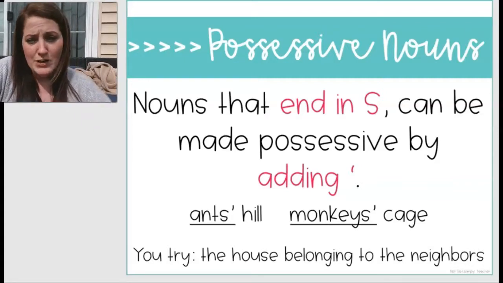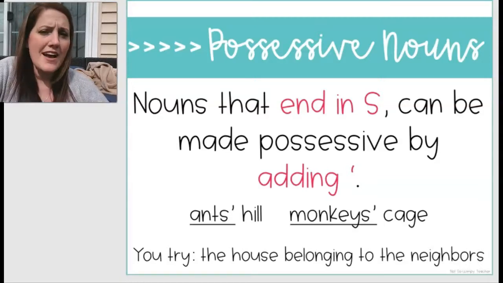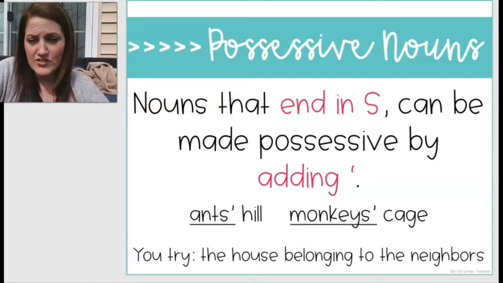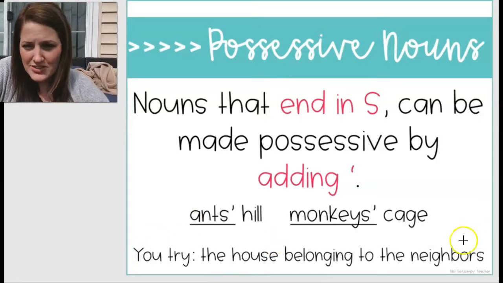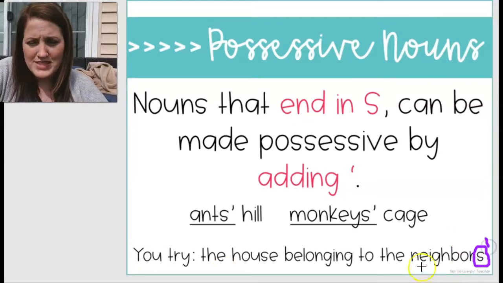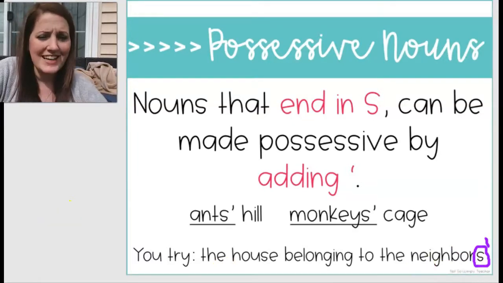It says, you try: the house belonging to the neighbors. You would say it's the neighbors' house, but would it be apostrophe S or S apostrophe? Since there's already an S, if you look closely, we're just going to add an apostrophe. It would be the neighbors', apostrophe after the S, house.